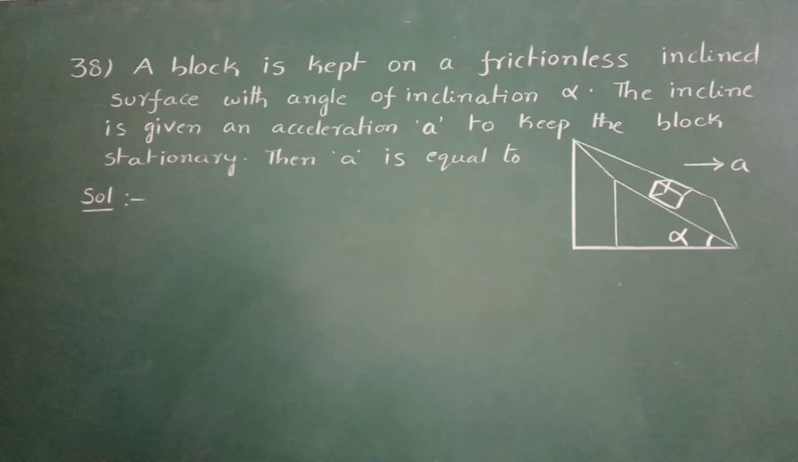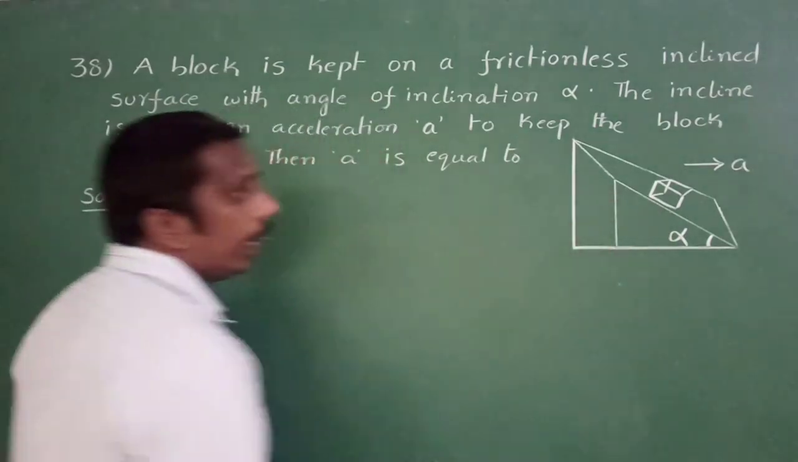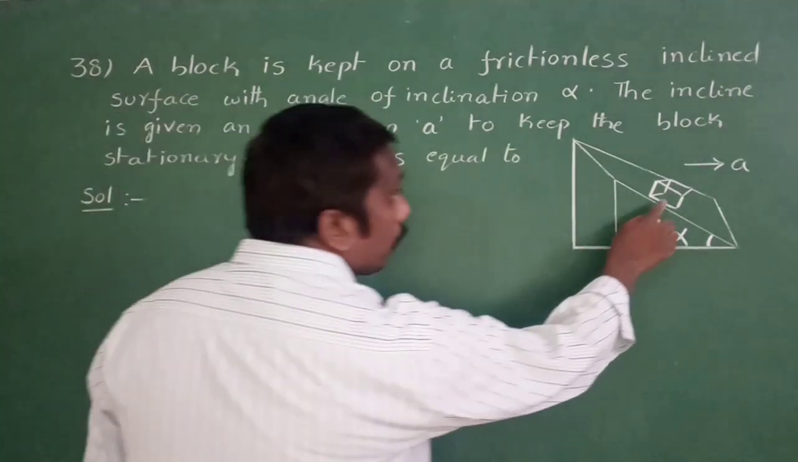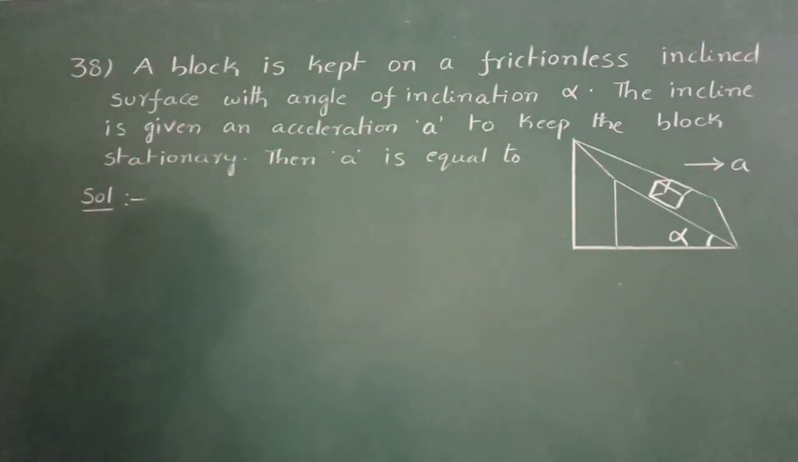Next problem, 38. A block is kept on a frictionless inclined surface with an angle of inclination alpha. The incline is given an acceleration a to keep the block stationary. Then a is equal to what? Here this block is placed on an inclined plane. To keep this block stationary, the incline is moving with an acceleration a. What is the a value?